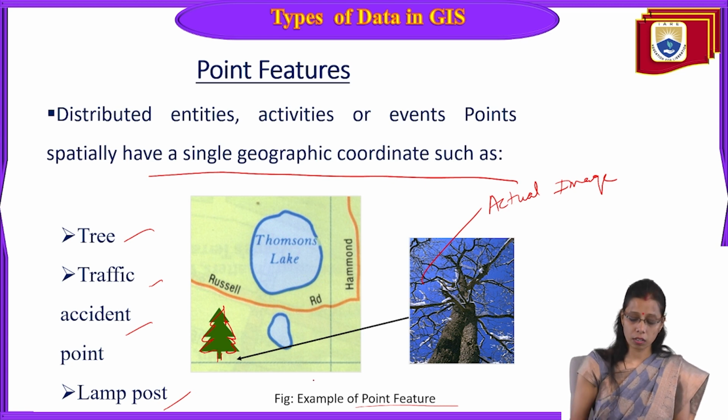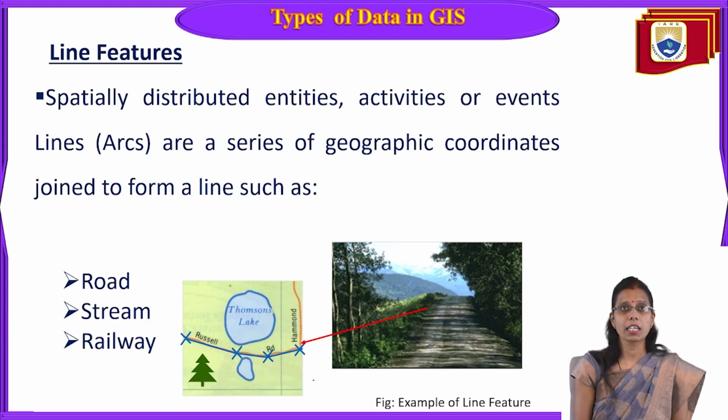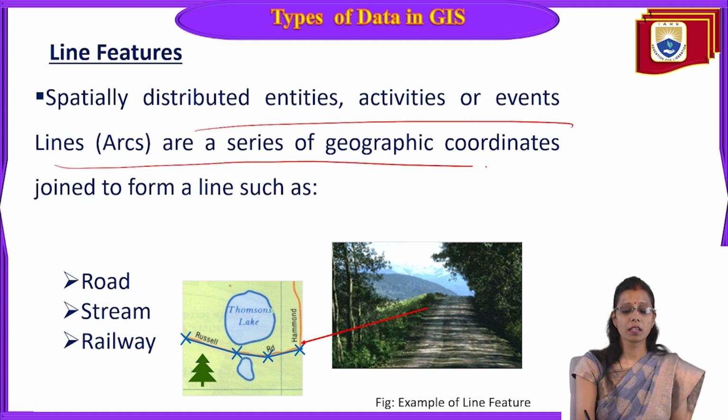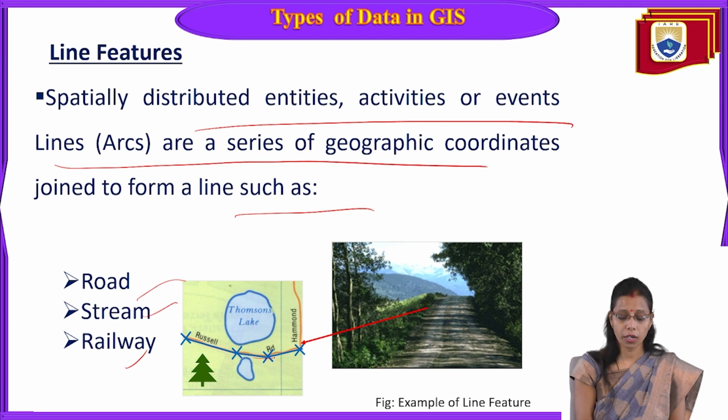Okay, so this is one example. Now we have line features here: spatially distributed entities, activities or events. Lines are series of geographic coordinates joined to form a line, such as a road, stream and railway. So here we have a road.